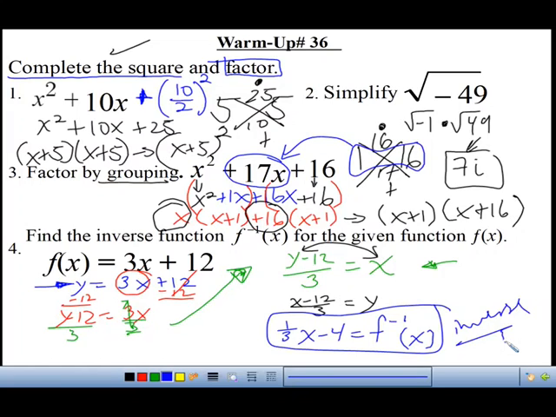How we do? Good? Yes, Mr. Q? All right, good. All right, all right. Okay, so that was warm-up number 36. Let's move on.